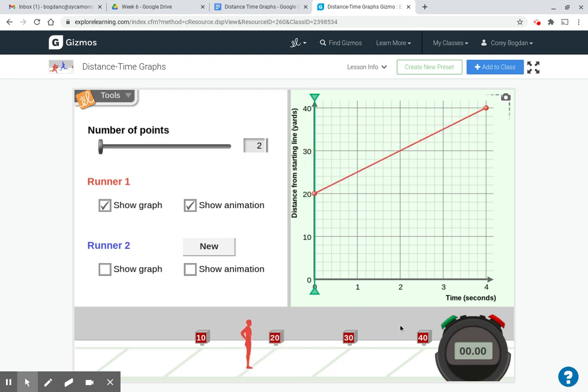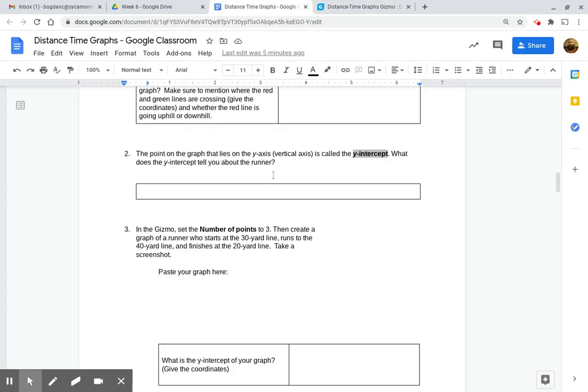At 0 seconds, this runner is at the 20-yard line. At the beginning of the race, this runner is at the 10-yard line. Okay, at the beginning of the race, the y-intercept is at 2, so this runner is at the 2-yard line. So what does the y-intercept tell you about the runner? Well, it tells you where the runner is starting the race.